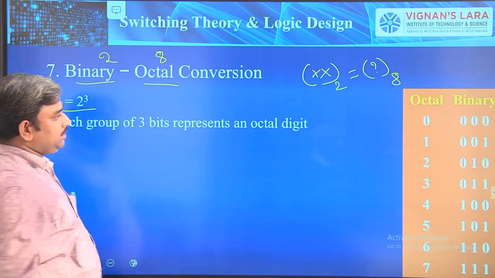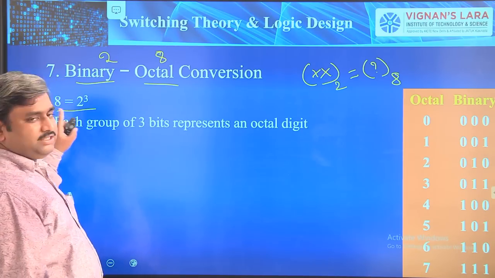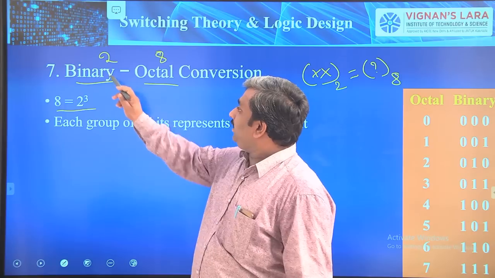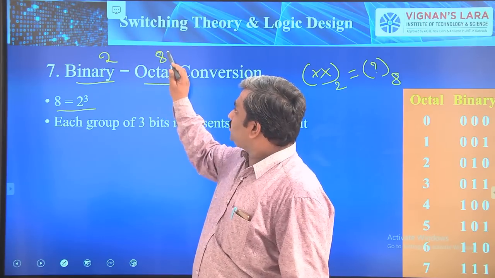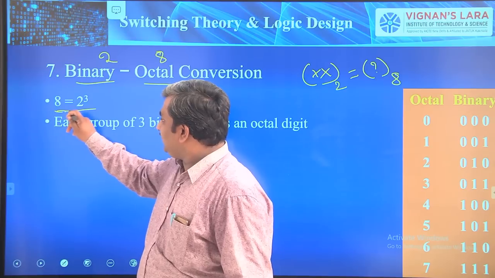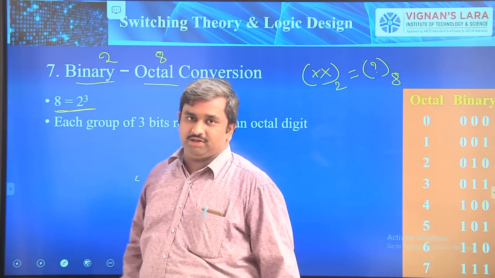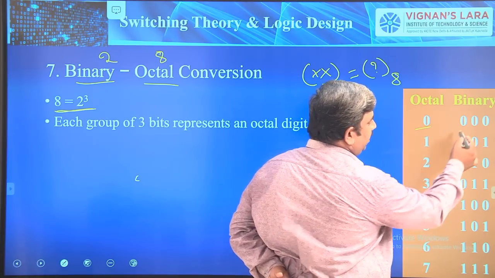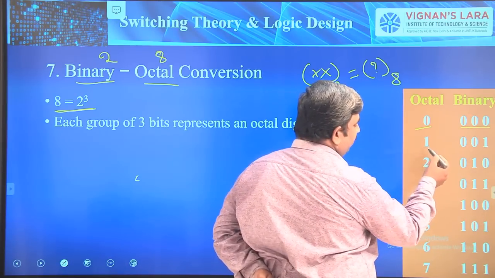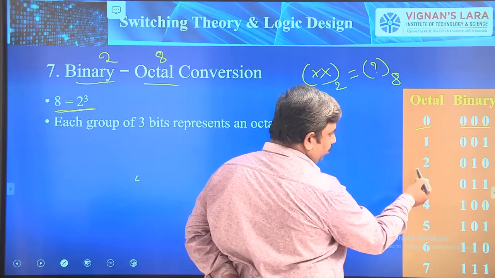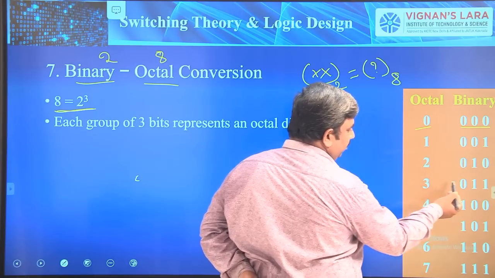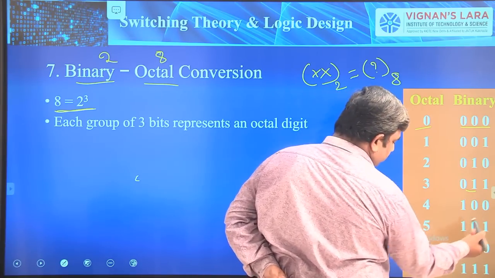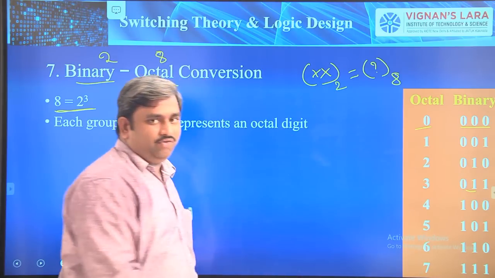So here we have written 8 is equal to 2 power 3. In the binary number system the base is 2, and the octal number system is 8, which we can represent using 2 power 3. And see the octal numbers' equivalent binary numbers. 0 equivalent binary value is 0, 0, 0. For 1 the equivalent value is 0, 0, 1. For 2 it is 0, 1, 0. For 3 it is 0, 1, 1. And 4 is 1, 0, 0. 5 is 1, 0, 1. 6 is 1, 1, 0. And 7 is 1, 1, 1.